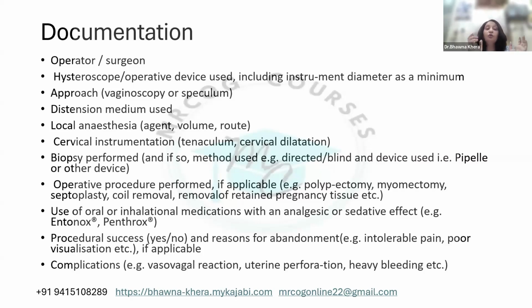So first, starting with who was the surgeon, who was the operator, what diameter of the hysteroscope was used, what was the approach, the distension media used, local anesthesia used, the agent, volume, and the route, the cervical instrumentation, biopsy performed, and if so, method used, operative procedure performed, if applicable, use of oral or inhalational medications with analgesic or sedative effect, procedural success and reasons for abandonment, complications, if any, should be mentioned there.